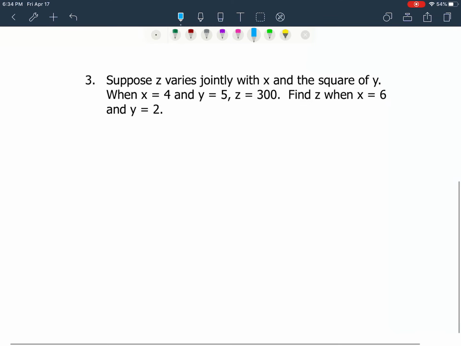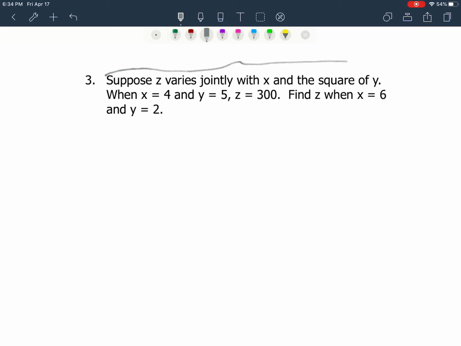Okay, suppose z varies jointly with x and the square of y. So that means z equals, so this is our first step. Let's write our law out. Z equals, well, k is always in the numerator. I don't know if there's a denominator, but if there is, k is going to go in the numerator. Varies jointly with, that means I'm going to be multiplying things together. X and the square of y, not the square root, but the square of y. And there is no inverse, so I don't have a denominator.